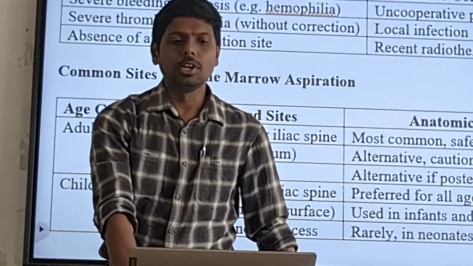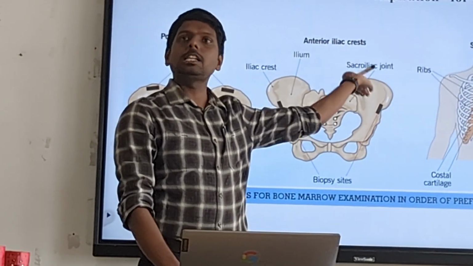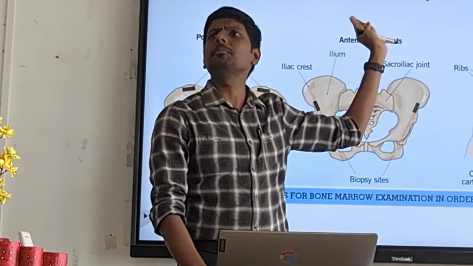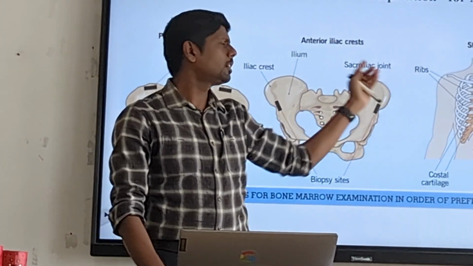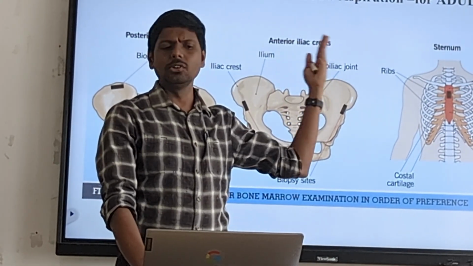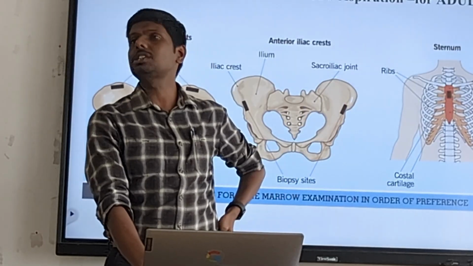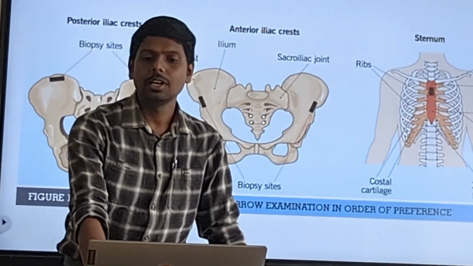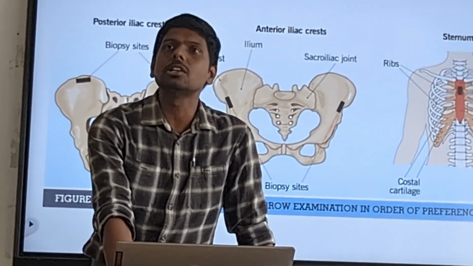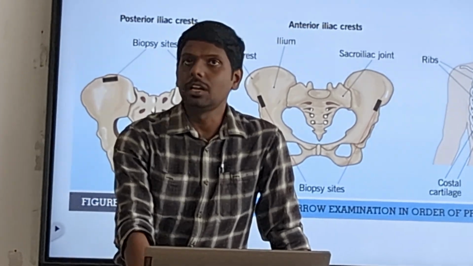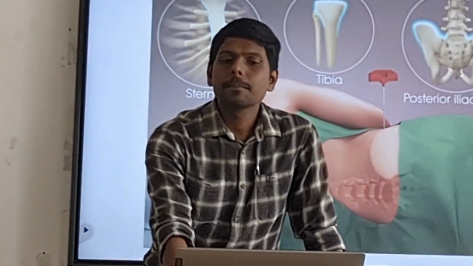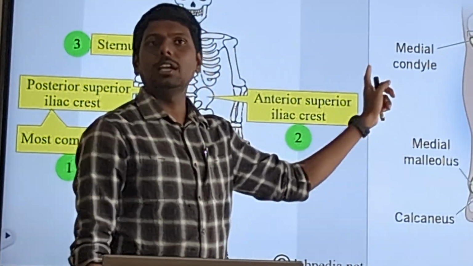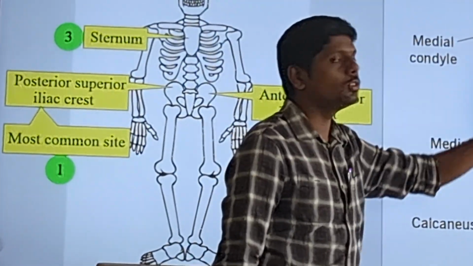Then we quickly discussed how to obtain an aspiration and biopsy. It's a simultaneous procedure. First we aspirate, and with the same needle we go for biopsy. There are a few sites. The best site is always the iliac crest, anterior or posterior. If not, then in children what are we using? In children we are using the tibia bone. The upper portion of the tibia will be used for children.